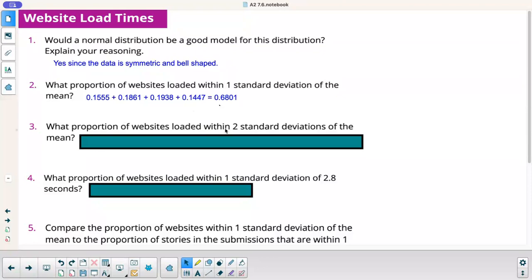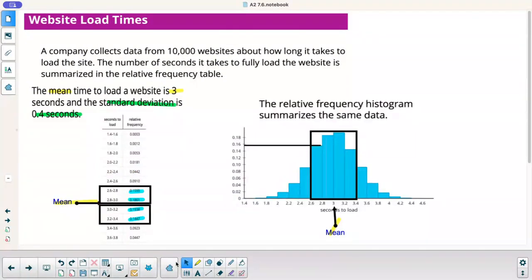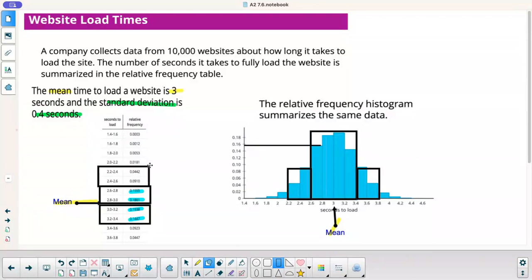What proportion of websites loaded within 2 standard deviations of the mean? So 2 standard deviations, again, on my graph, I'd go 0.4 again to the left, and then I go another 0.4 to the right. So it'd be all these numbers in these boxes here. And again, instead of looking over here and adding them up and trying to figure out how high they are, it would be much more accurate to use the exact decimals on my chart here. So I'm going from 2.6 down to 2.2.